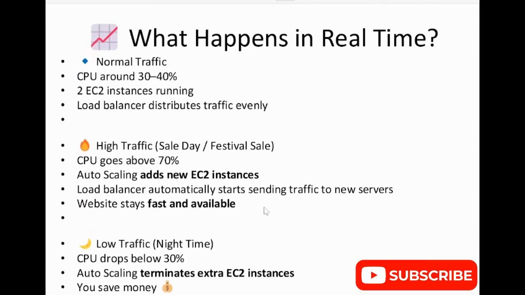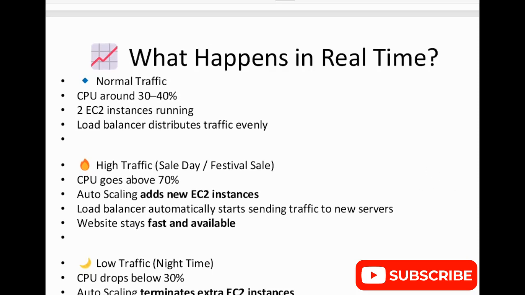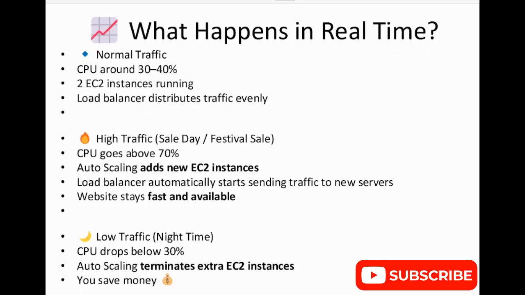Now it's time to check a real-life example, what happens in real time. Suppose it's normal traffic, there is not much traffic, so CPU usage is around 30 to 40%, two EC2 instances are running, and the load balancer distributes traffic evenly. So this is the case of normal traffic.